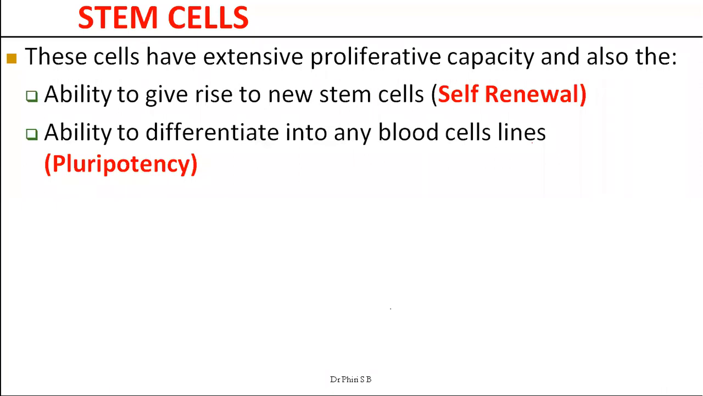But, you know, with age, the numbers of the stem cells will start decreasing. Even the capacity of producing blood cells will start reducing with age. Then these stem cells also have the ability to differentiate into any blood cell line. Because they have the capability to differentiate into any blood cell line, this property is called pluripotence. So with pluripotence, you are simply saying that these stem cells have the capability to be transformed into any other type of blood cell.